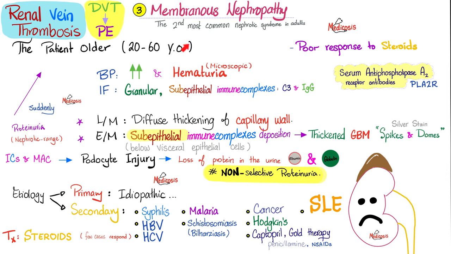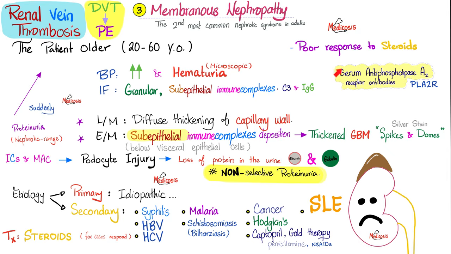The patient is usually older. I can get proteinuria and hematuria. I can get thromboses, big time. Light microscopy, diffuse thickening of the capillary wall. Electron microscopy, subepithelial immune complex deposition, giving me a thickened glomerular basement membrane with the classic spikes and domes to see them beautifully stained with silver. If you want them to shine, use immunofluorescence.